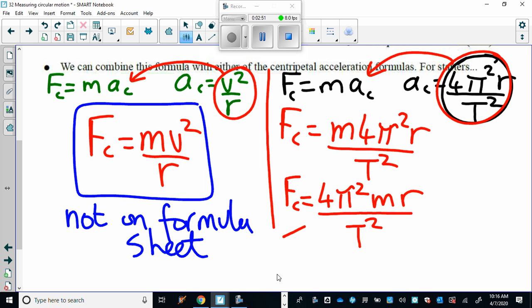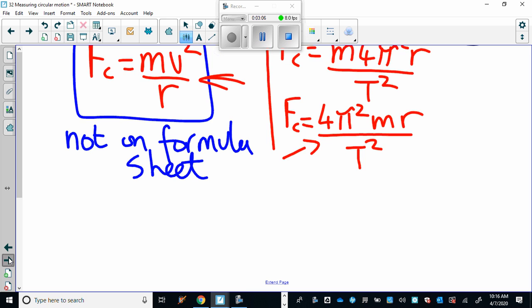I wouldn't worry too much about this one. It will make some questions easier, but you can always just use this one and use two steps instead of using one formula with one step. Okay, so let's have a look at how this applies.